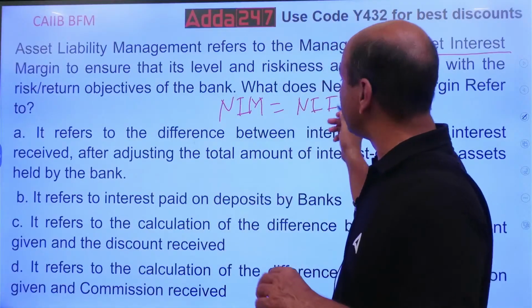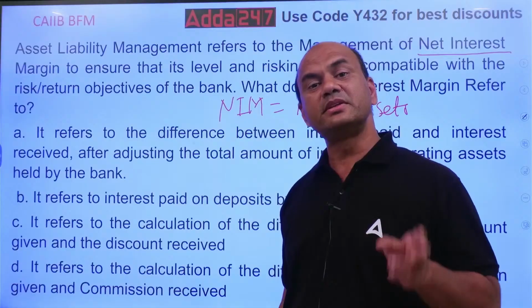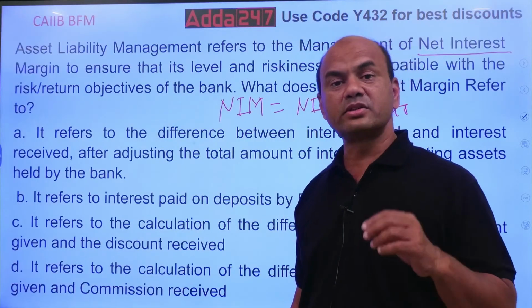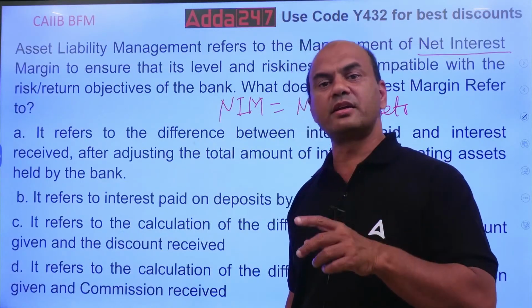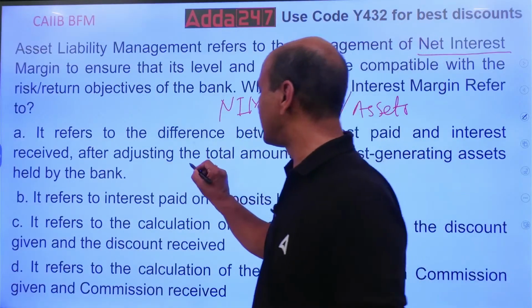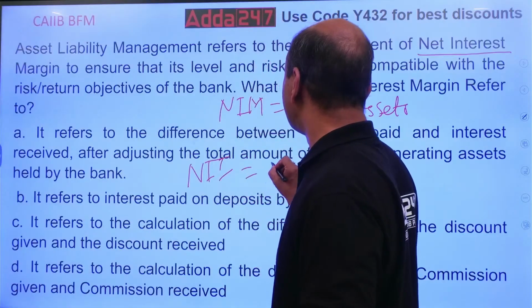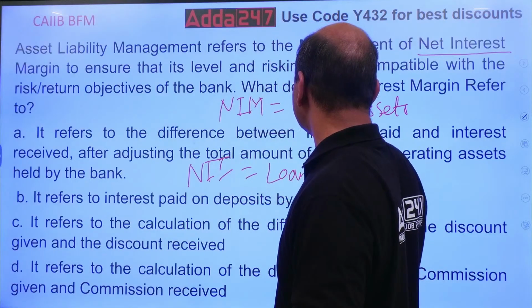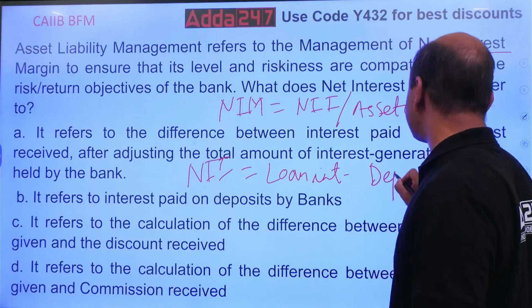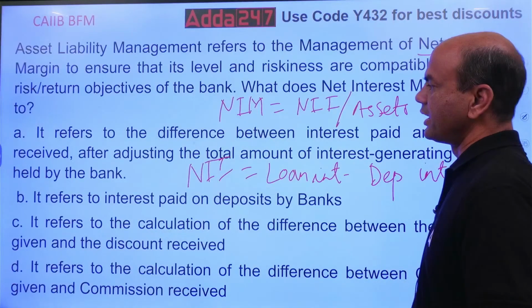Why? Because what is NII now? What is NII? NII means net interest income. Means what? Average interest on the loans minus average interest on the deposit. That is your NII. Okay? NII, I'll just write in short now. Loan interest minus deposit interest. Everything is average. That is your NII.